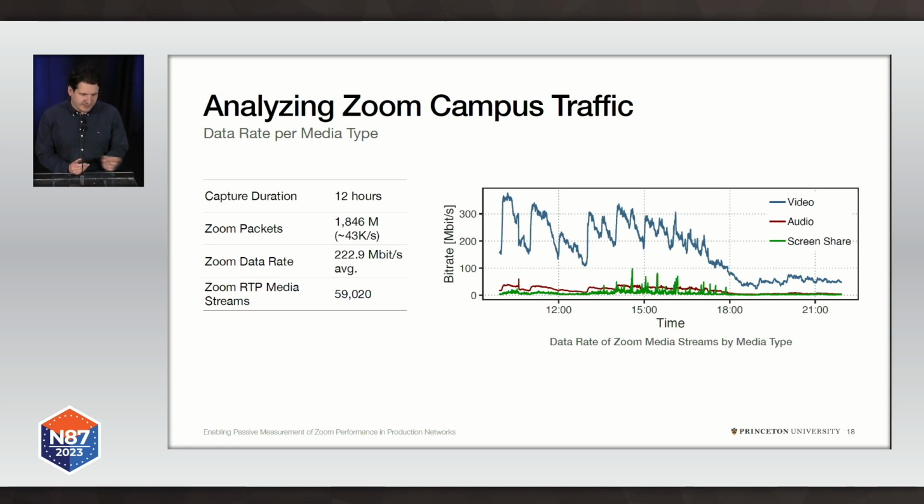Also, you can see a dip during lunchtime. This is Eastern local time here on our campus during a weekday. And then you also see a pretty significant downwards trend toward the end of the workday, around 5 or 6 p.m.